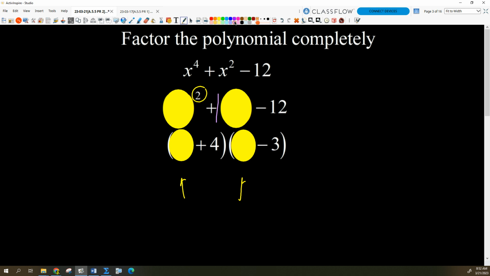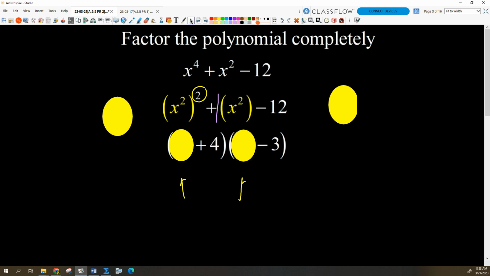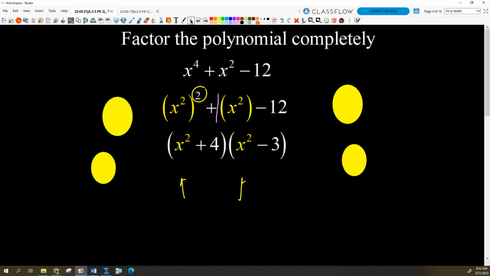So as long as I was able to break this up into pieces that made it look like a regular quadratic trinomial, it's going to factor the same way they normally would, right? You get that? So I just have to think about this x to the fourth plus x squared minus 12 as being built like this: x squared squared plus x squared minus 12. And then it factors normally, right? So you guys already know how to do this stuff. We just had never thought about it in that context back in Unit 4, right?